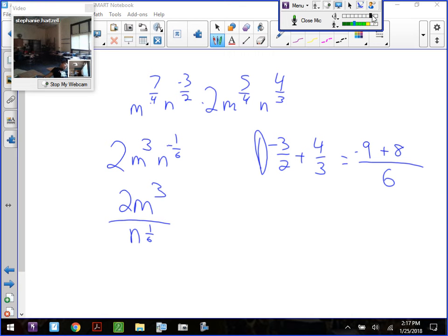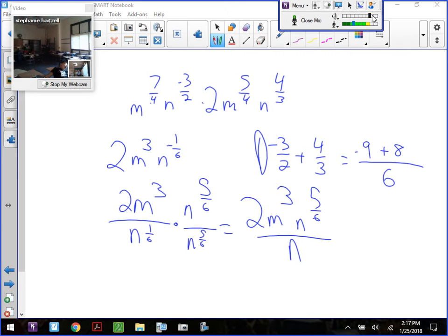All right. So what do I have to add to the 1/6 to create a whole? In doing this, we get our final answer, 2m cubed n to the 5/6 over 10. One thing I want you to notice is that in the instructions, which is how I standardly write it, it says simplify. Your answer should contain only positive exponents with no fractional exponents in the denominator.